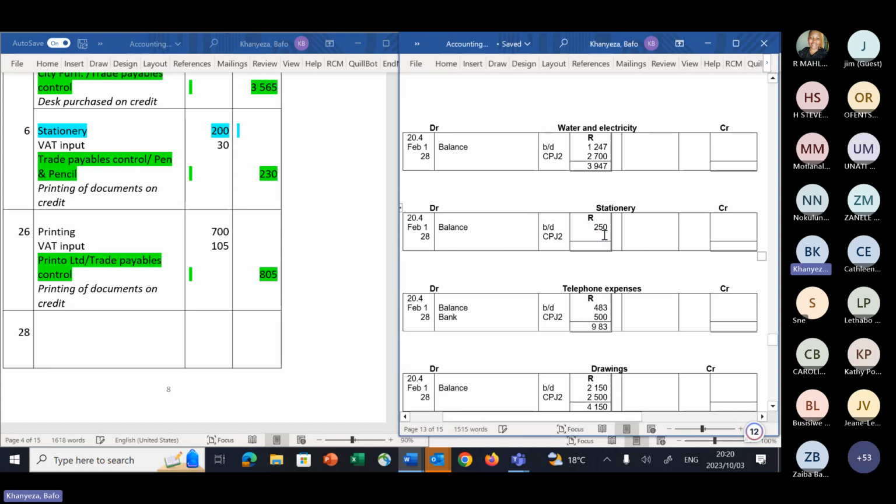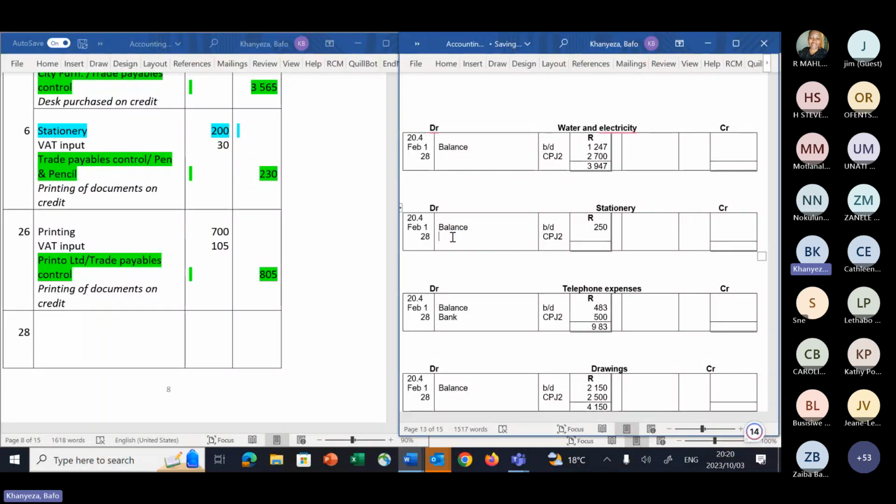This is where I have a discrepancy. I just want to see, because there is something I changed. I don't remember where I said stationery. For stationery, I said it's on credit. So that was the story about it.